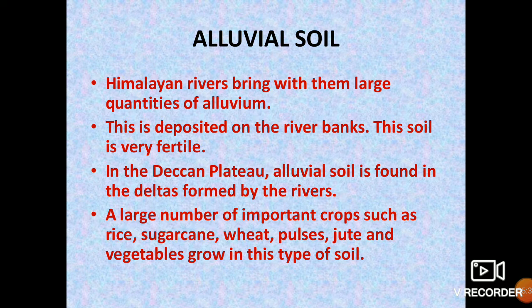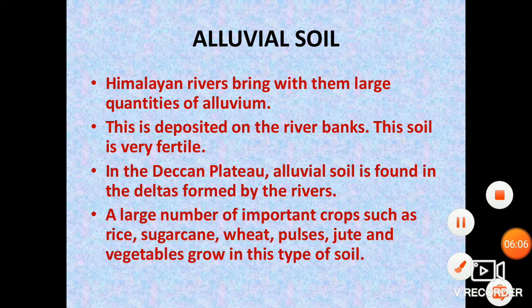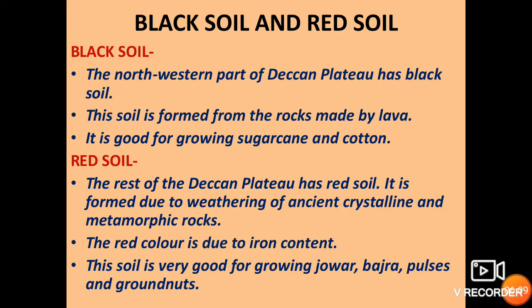It is a kind of landform formed when the river deposits sediments before falling into the sea. Important crops grown in alluvial soil are rice, sugarcane, wheat, pulses, jute, and vegetables.